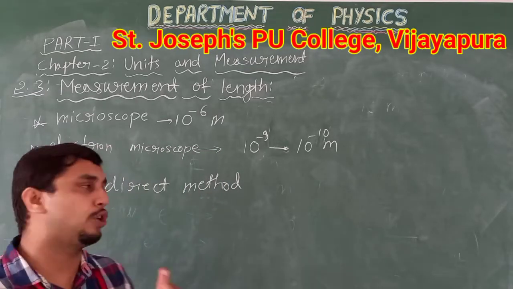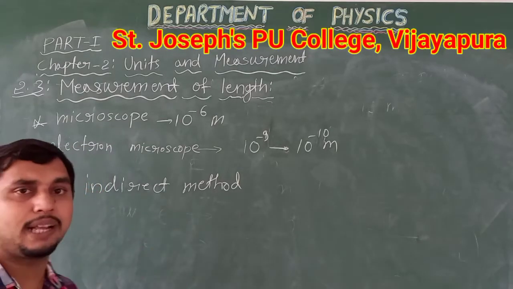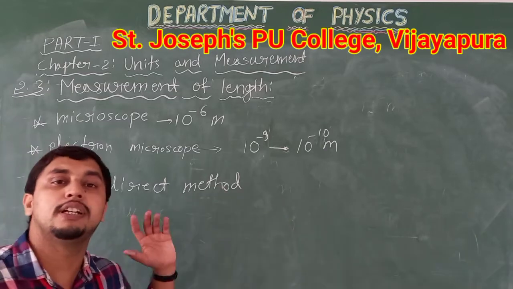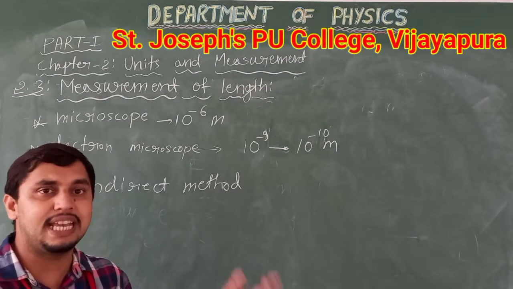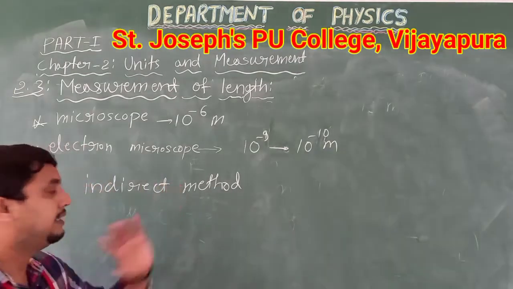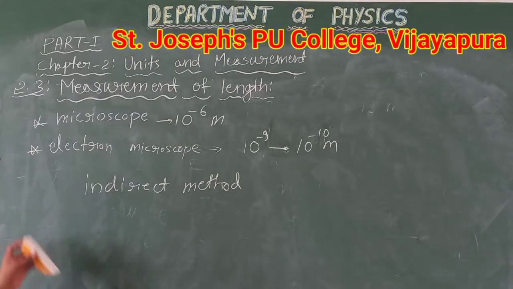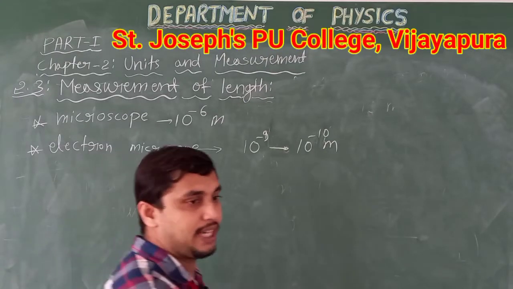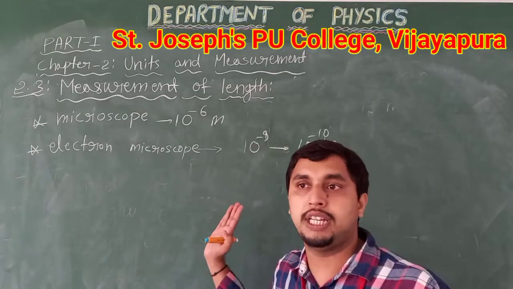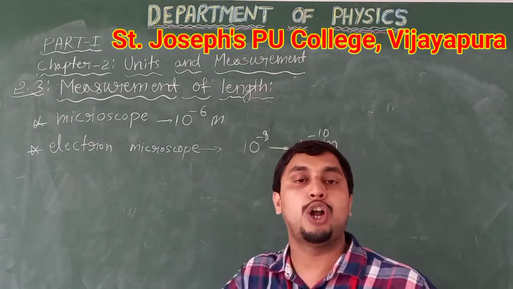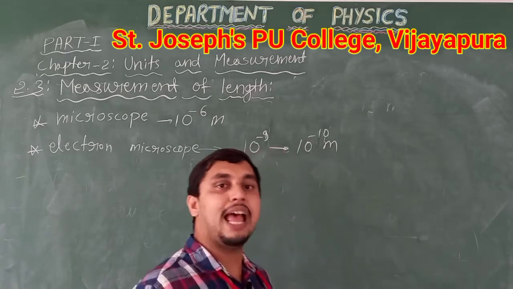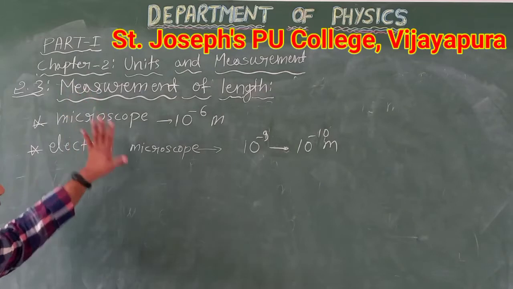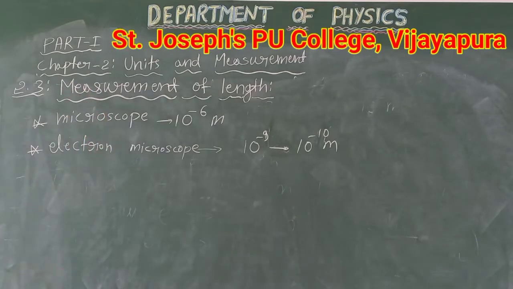In the atom and nuclear chapter, based mainly on the atom chapter, you will learn how to measure the radius of the atom. Radius means the size, in particular. That is an indirect method; you people have to remember this. If the order of measurement is 10 to the power of minus 9 or 10 to the power of minus 10, we will measure by using the direct method. If the order of measurement is lesser than that, we will go for an indirect method. This is the smaller measurement of length.